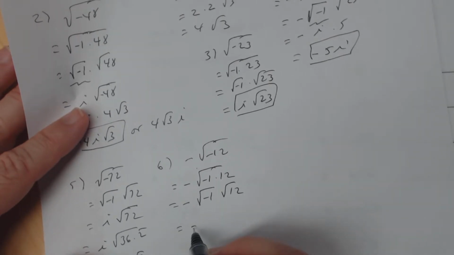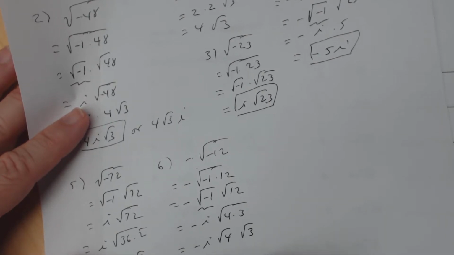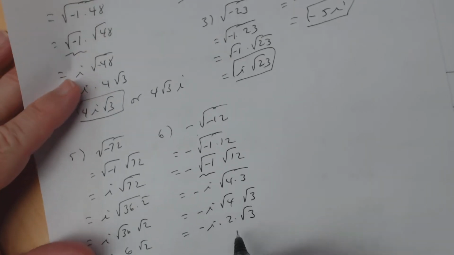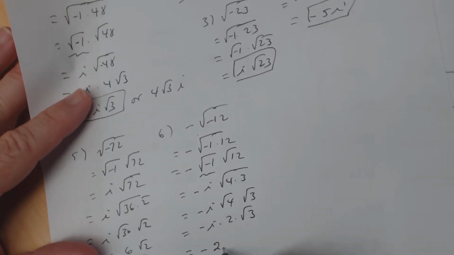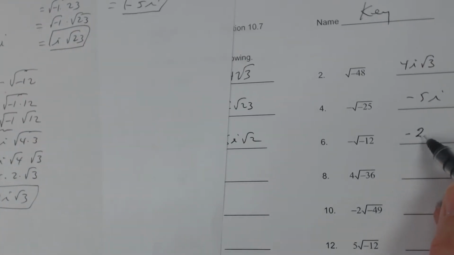So I get the opposite, and this is i. Let's write this as 4 times 3. So I get negative i square root of 4 times the square root of 3. So that's negative i times 2 square root of 3. And so I'm going to rewrite this as negative 2i square root of 3. Right, so that's number 6. So negative 2i square root of 3.